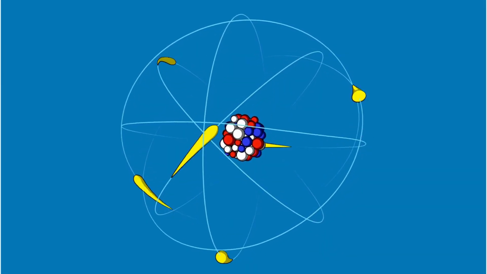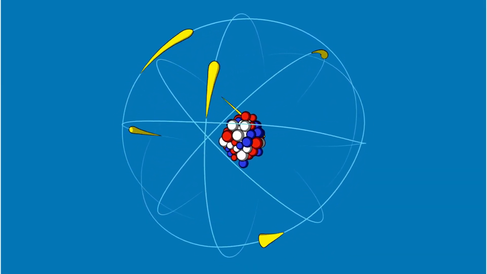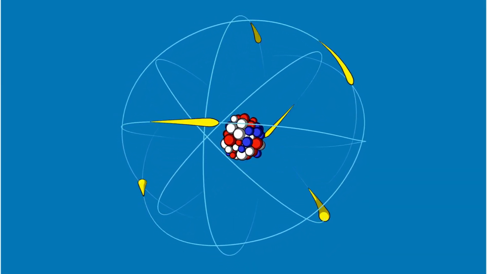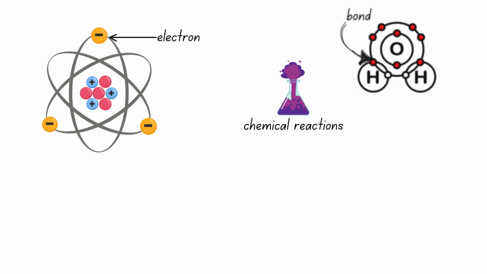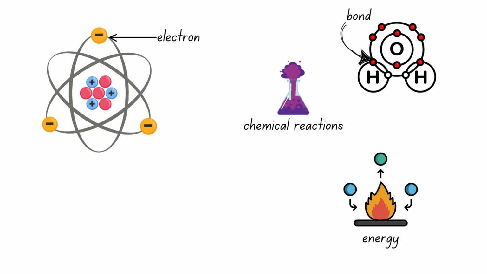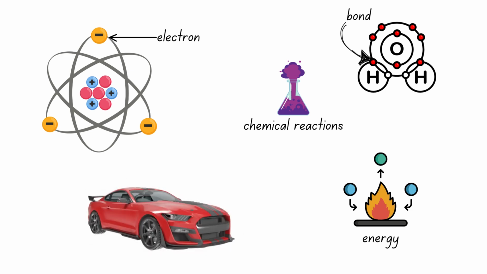Atoms consist of electrons zooming around a positively charged core known as the nucleus. During chemical reactions, it is these electrons that allow atoms to bond with other atoms, sometimes releasing energy in the process. A typical example of the release of this chemical energy is the combustion of gasoline inside your car's engine.